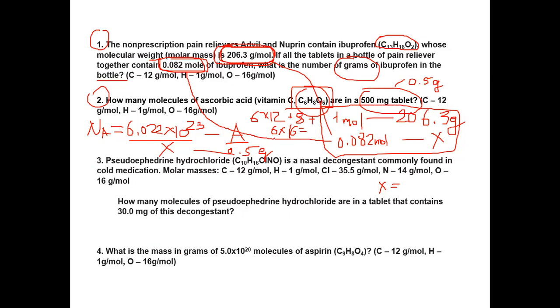And the rest is the same, basically. The approach is the same. We just need to know the relationship between these 4 parameters: mass, molar mass, moles, and Avogadro's number.